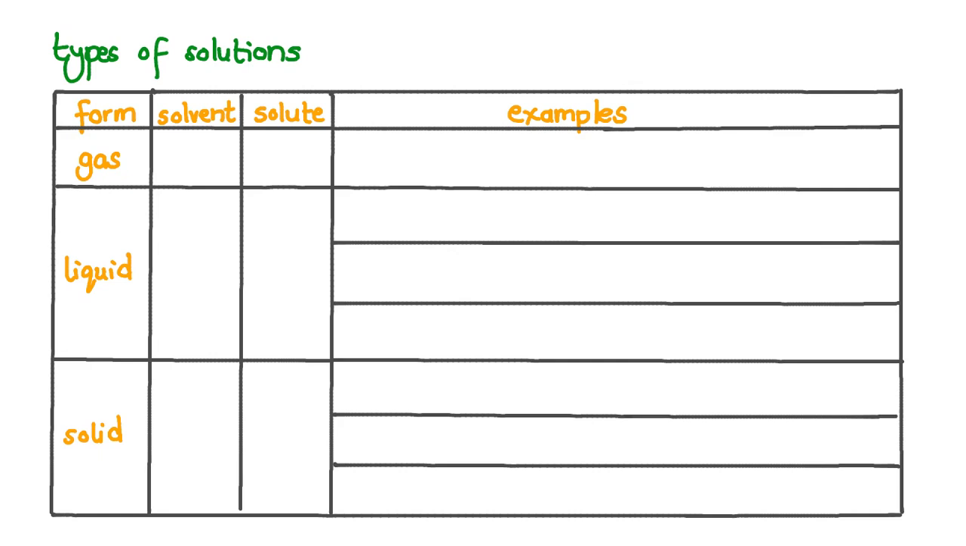We know that solutions consist of a solvent, which is the component present in the larger proportion, and a solute, which is the component present in a smaller proportion, dissolved in the solvent. Now, the solvent can be in the form of a gas, a liquid, or a solid, giving the overall form or appearance of the solution as a gas, liquid, or solid.